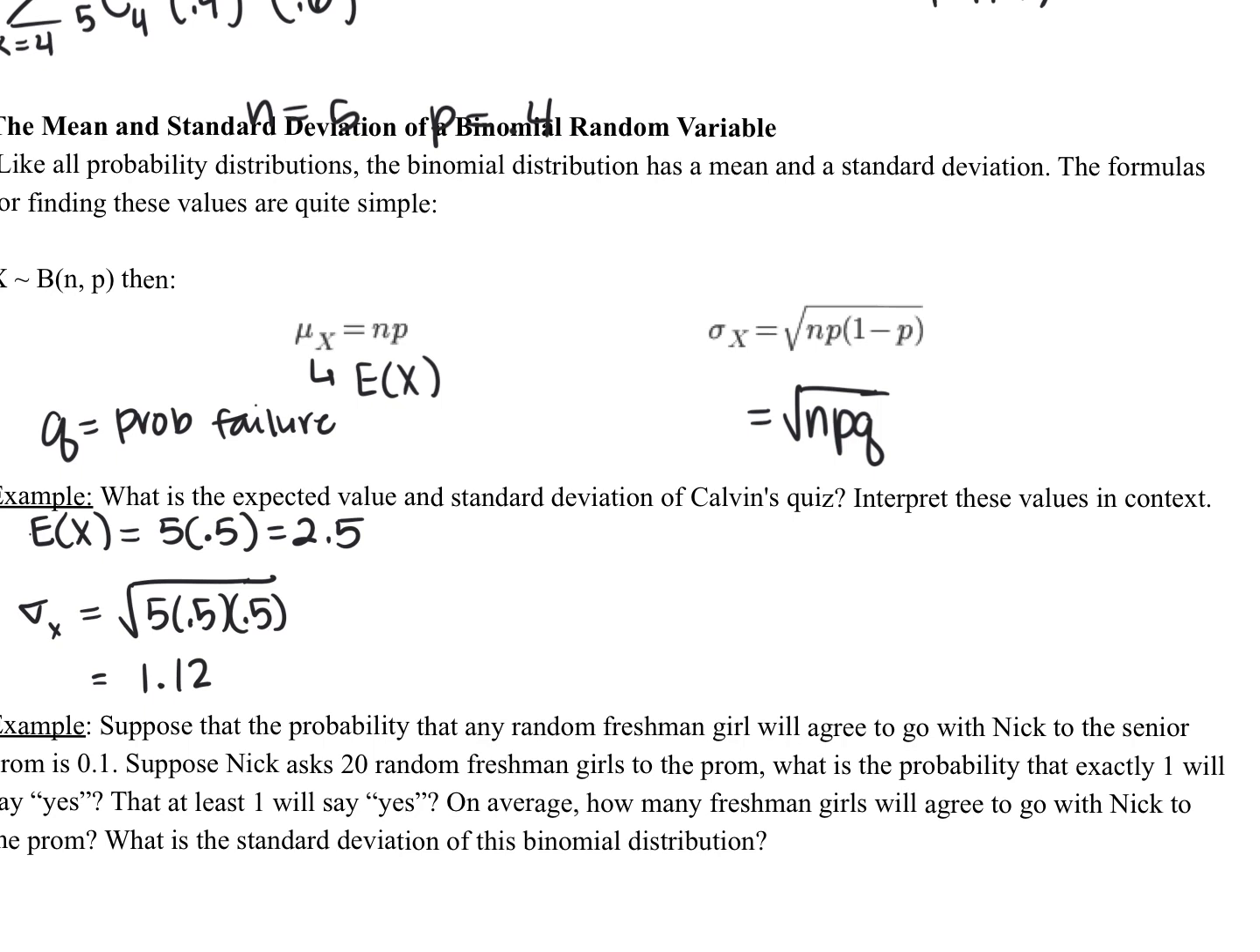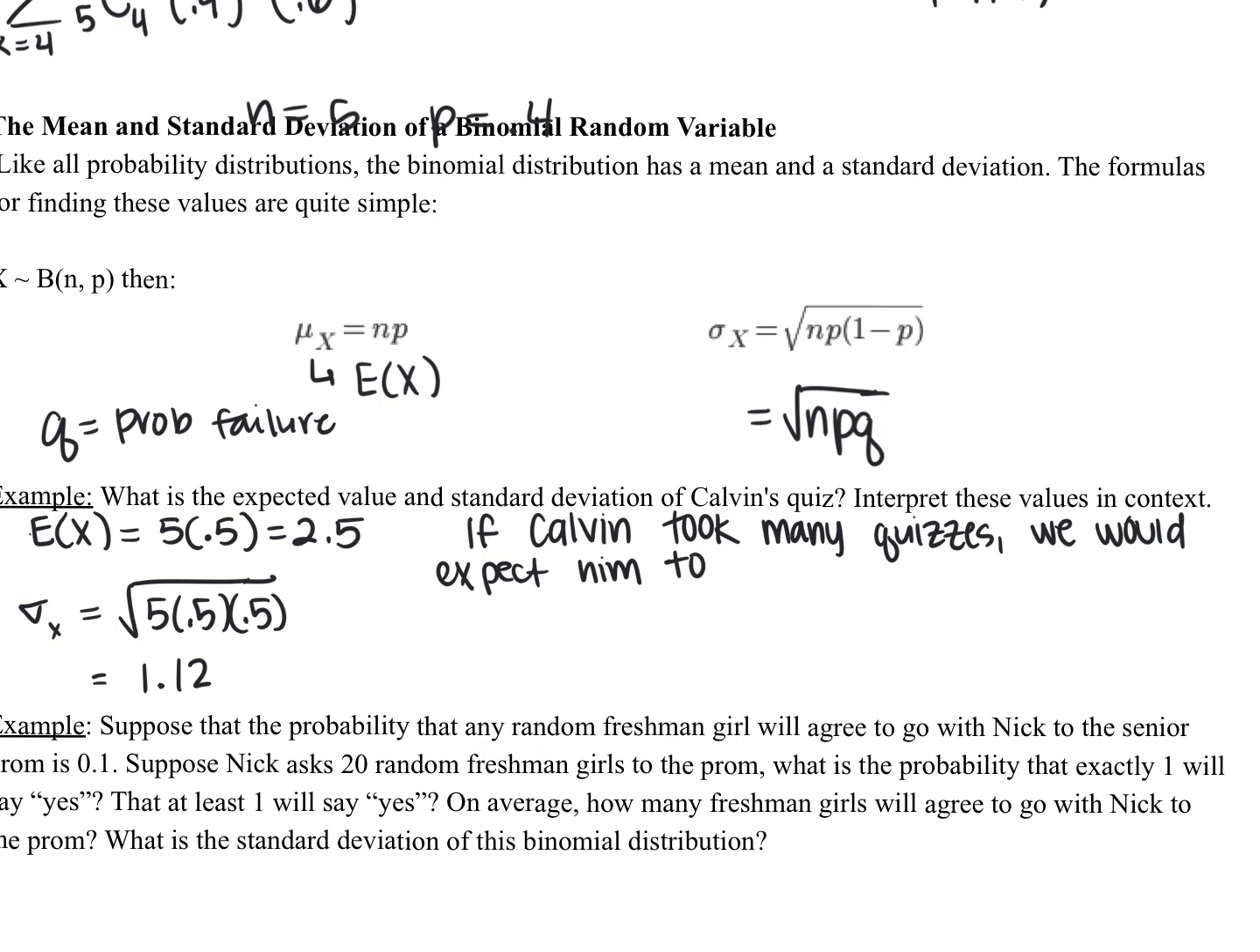So when it comes to interpreting, we can say if Calvin took many quizzes, we would expect him to get 2.5 correct. Now you can't really get 2.5 questions correct, but we are going to keep it as a decimal.